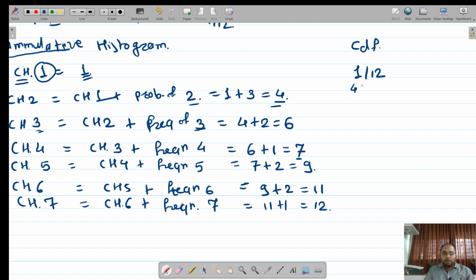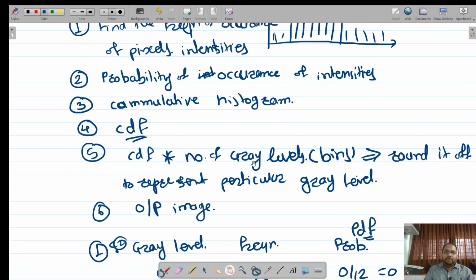Then the cumulative probability of occurrence of 2 is nothing but 4 by 12. The cumulative probability of occurrence of 3 is 6 by 12. Then the probability of occurrence of 4 is 7 by 12, then 9 by 12, then 11 by 12, and this last one is 12 by 12. So this is nothing but the cumulative distribution function. We have found out the fourth step.